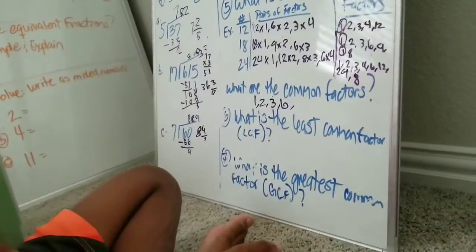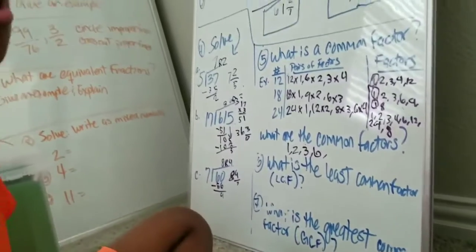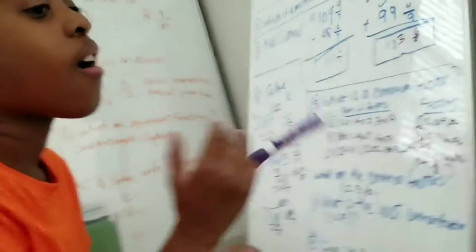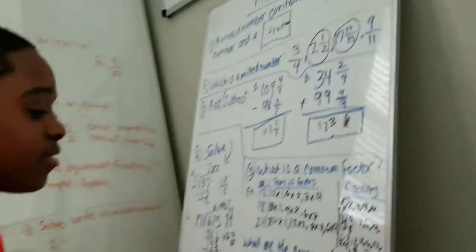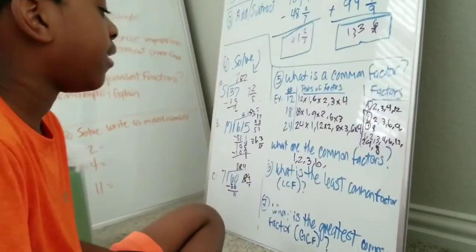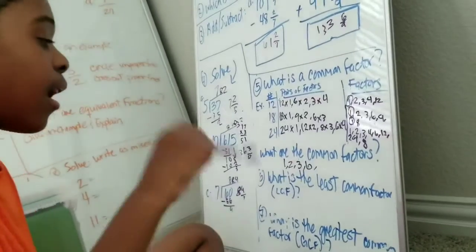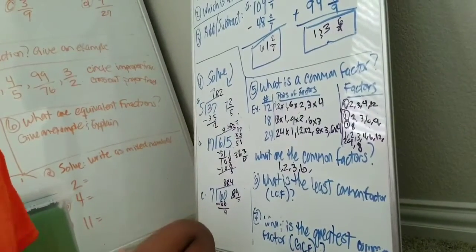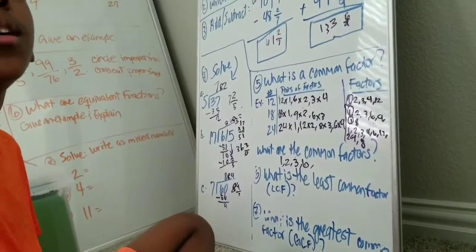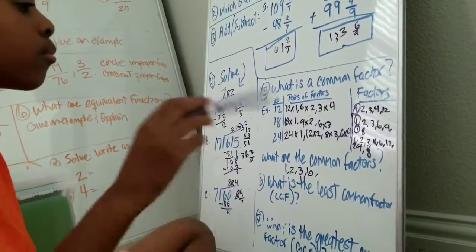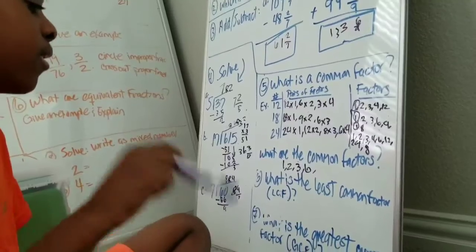So if I say the word least, what does least mean? We finished that board, so she can erase it. So if I say least, what does the word least mean? Least. Like less. The least value. The one that's not the most. So the smallest? Yeah.